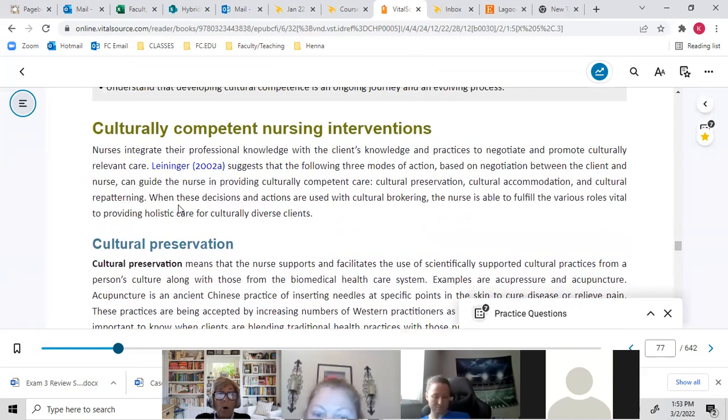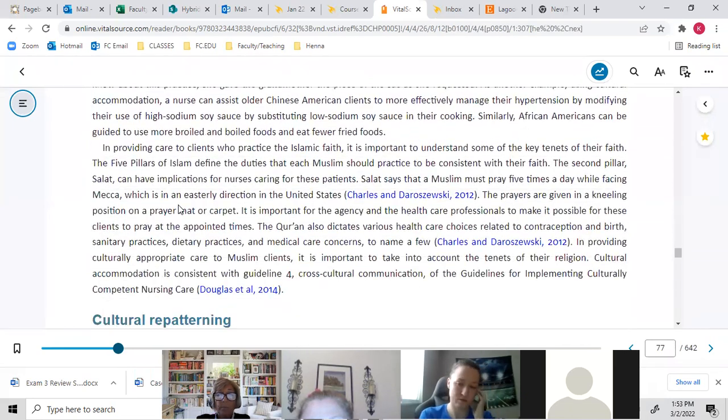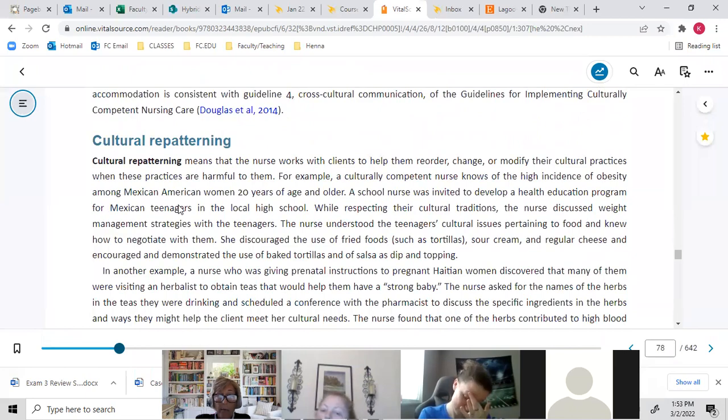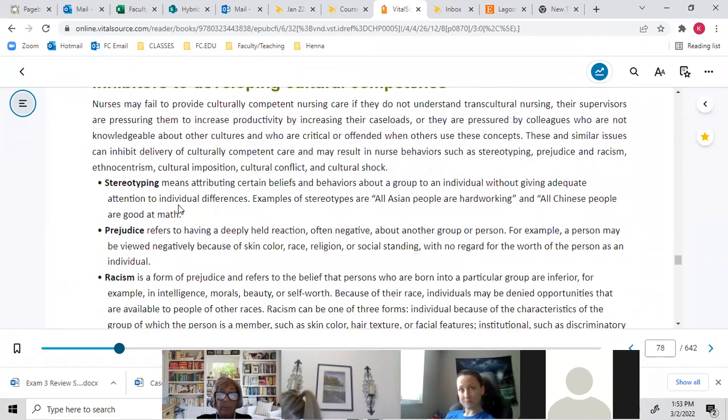Okay, and then there were 4 culturally competent nursing interventions. I don't need you to memorize these, but I need you to be aware of what they are. And you can read about them: cultural preservation, cultural accommodation, cultural repatterning, and cultural brokering. And the first sentence in each of these sections is what it means. So I'm going to rely on you to go back and get that.